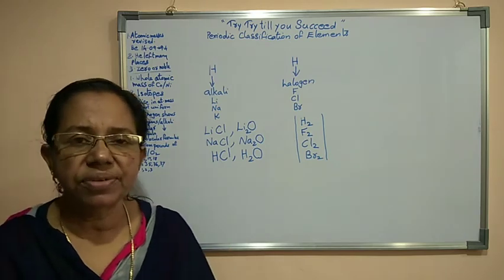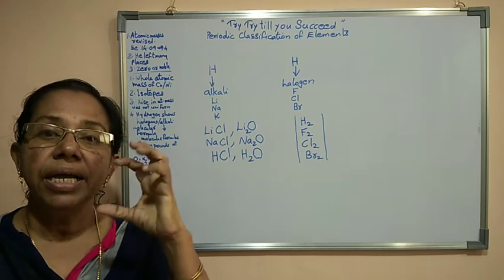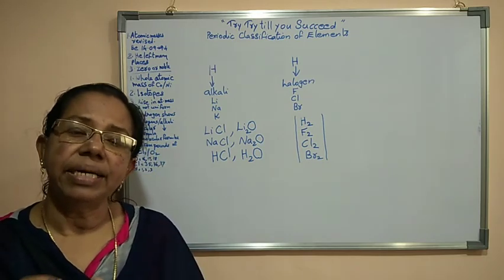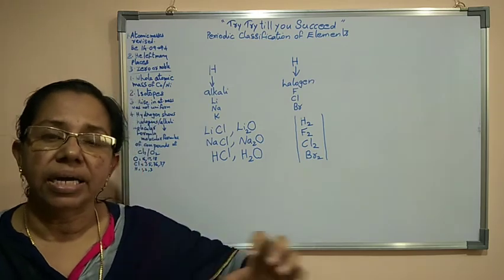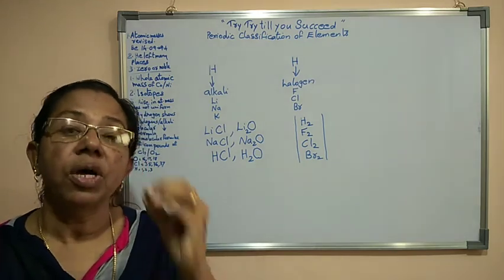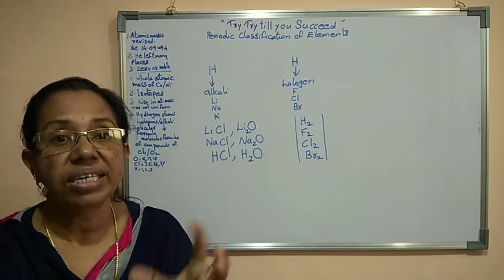The first one, what was there? First, he arranged the elements in increasing order of their atomic masses, but the atomic mass of cobalt as well as nickel was the same.